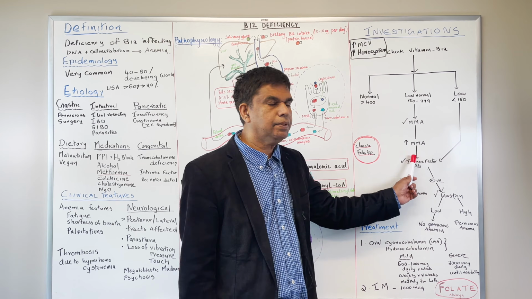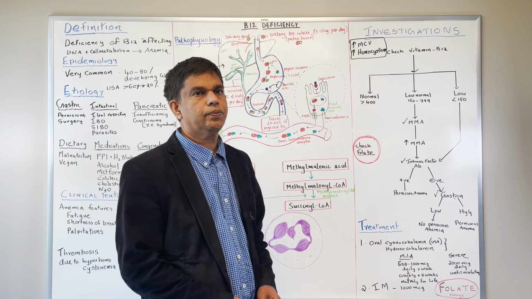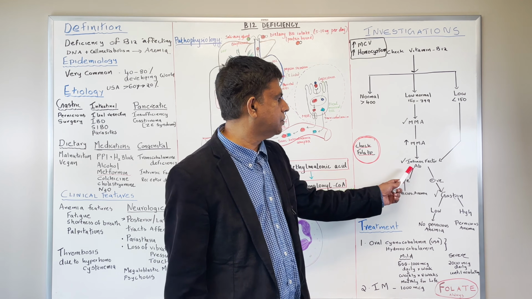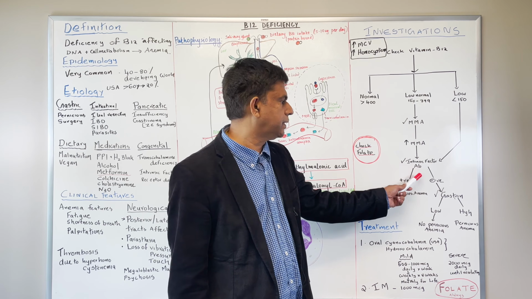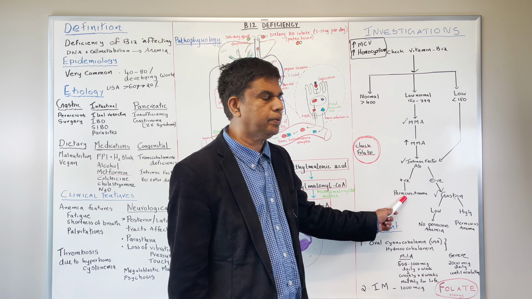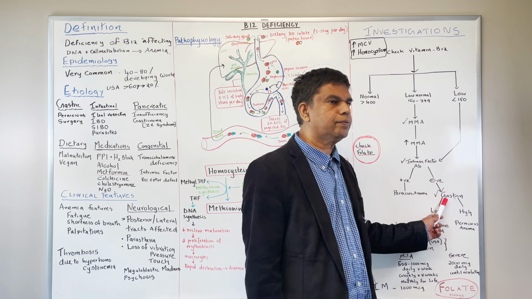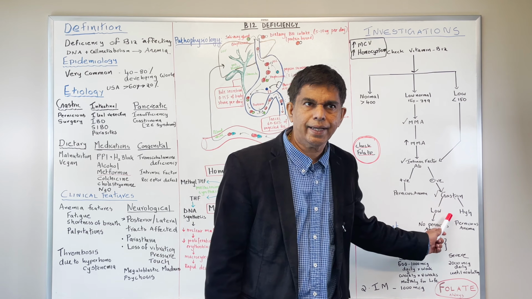If methylmalonic acid is elevated, we have to differentiate: is it pernicious anemia or not? So what do you have to do? You check for intrinsic factor antibodies. If it is positive, it's already pernicious anemia. If it is negative, then you go another step: check the gastrin level.